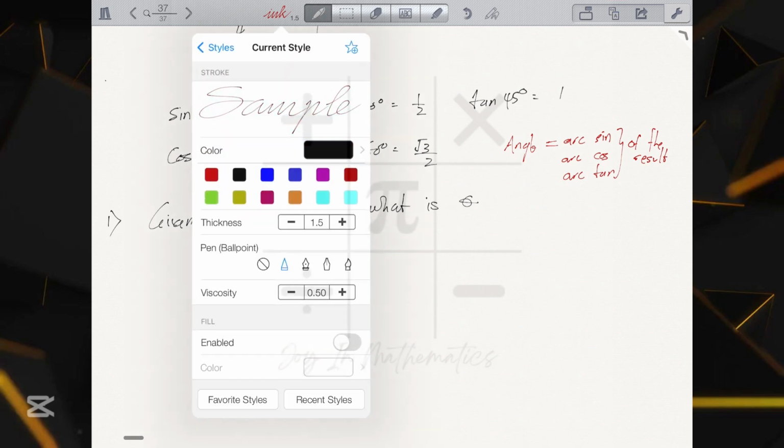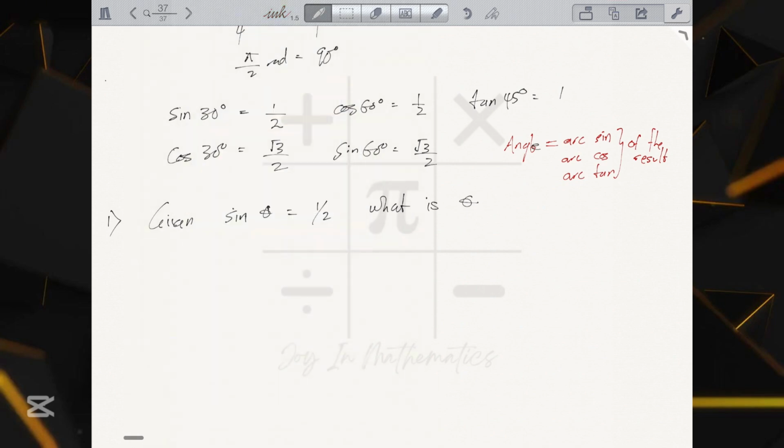So applying this concept now to this question, we will say that the angle will be the arc sine of the result 1 over 2. So this will be the arc sine of 0.5. If we use our tables or if we use our calculator, we will have our answers to be 30 degrees. You can see theta is equals to 30 degrees, and definitely we are saying that sine 30 degrees is equals to 1 over 2, which is the same thing that we have here.